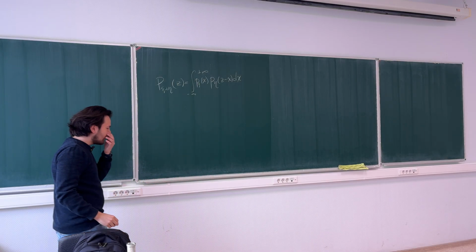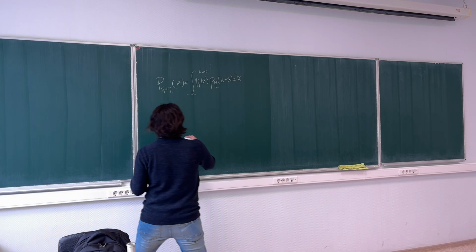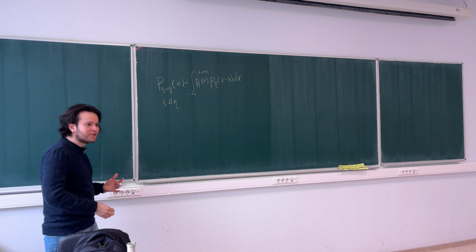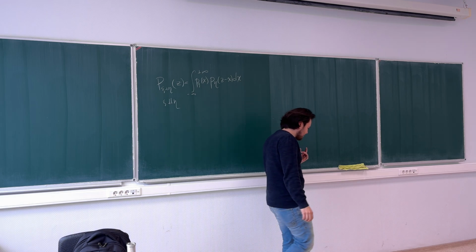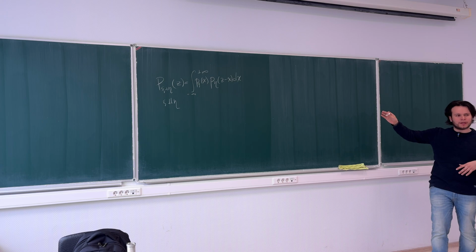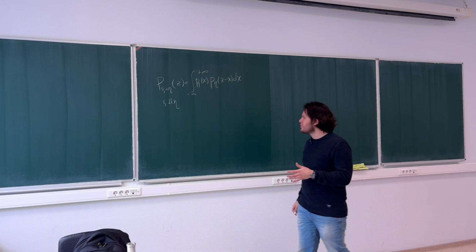So the point is that we have two independent random variables xi and eta, and we want to understand what is the distribution of the sum. We already know how to compute this. I mean, we already proved this formula. Now all that we have to do is to have some example.